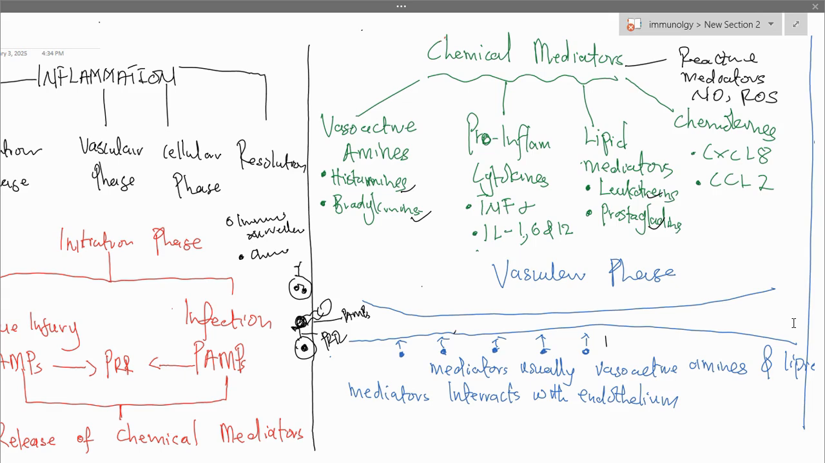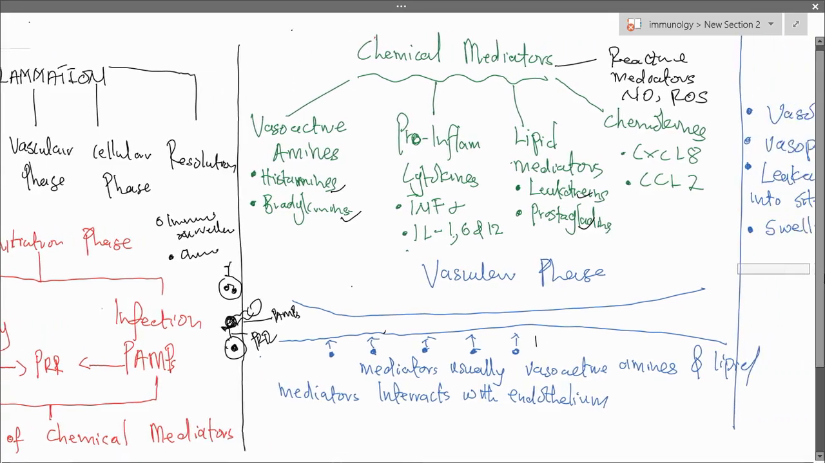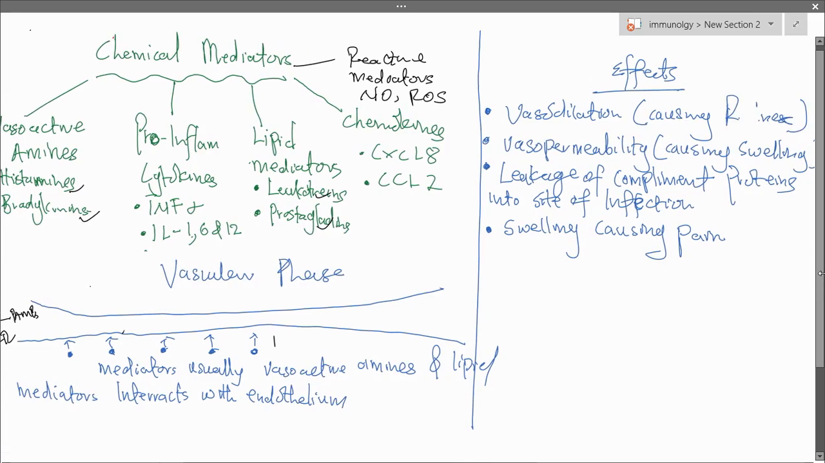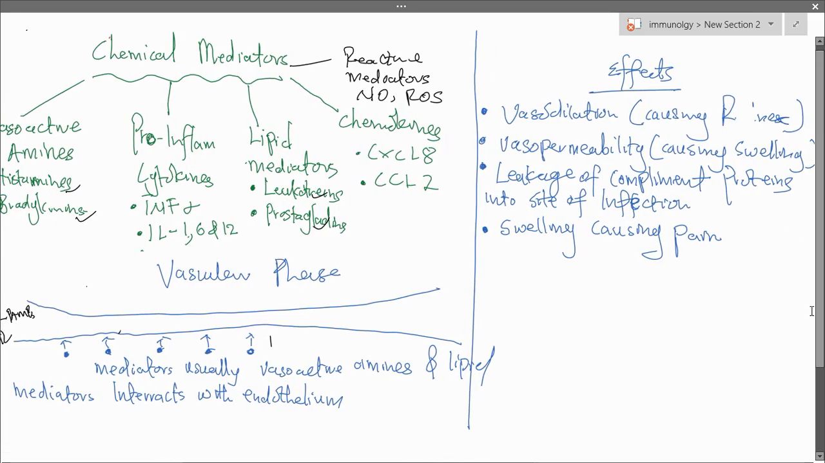Once they interact with the endothelium, they cause a series of events which include vasodilation. We are not going to go through the details. The details are in our previous video, you can check that out. So we have vasodilation, vasopermeability, leakage of complement proteins into the site of infection, and swelling. And mostly the vascular phase is what leads to the five cardinal signs of inflammation, as we discussed in the previous lecture.